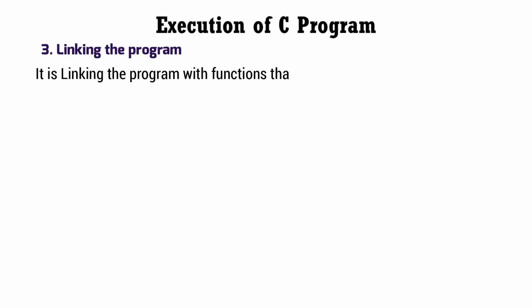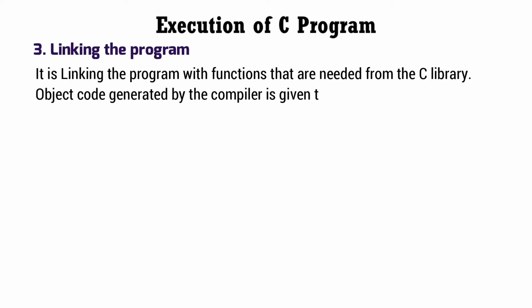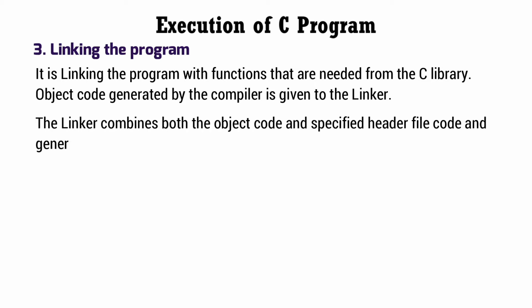Third step, linking the program. It is linking the program with the functions that are needed from the C library. The object code generated by the compiler is given to the linker. The linker combines both the object code and the specified header file code and generates an executable file with the .exe extension. Fourth step, executing the program.